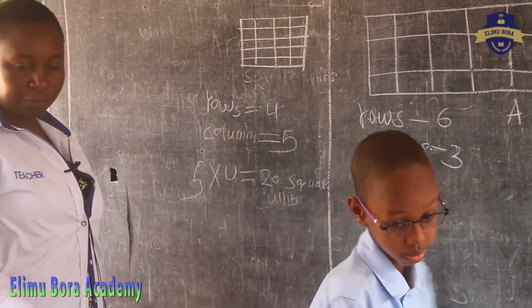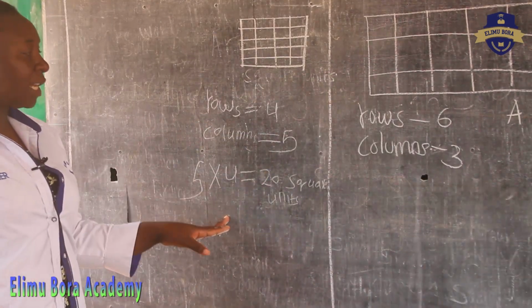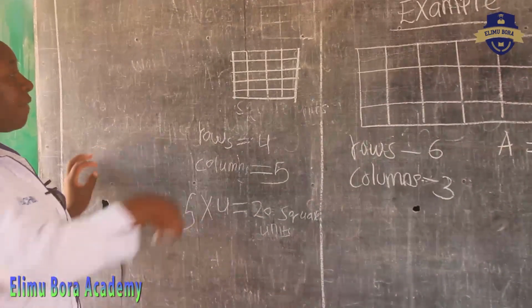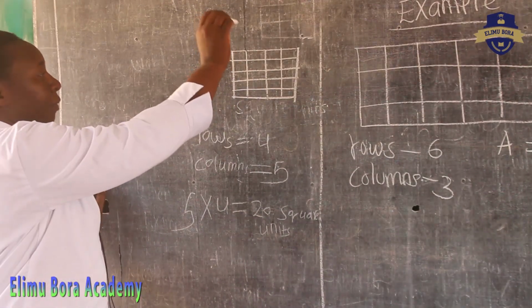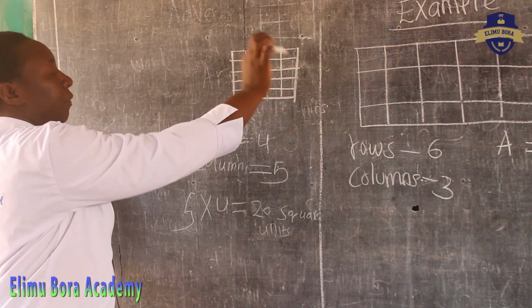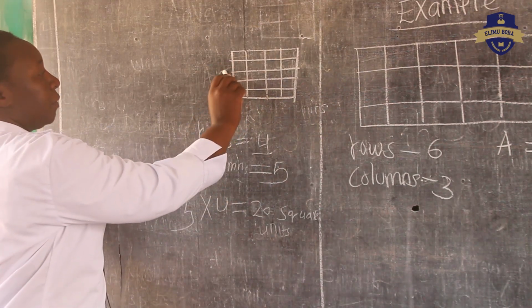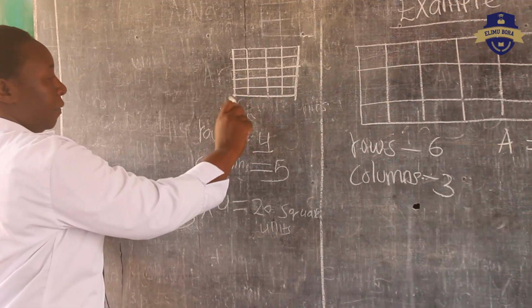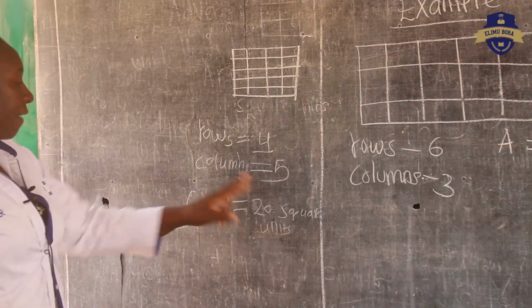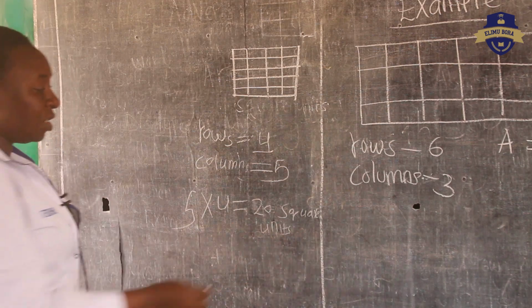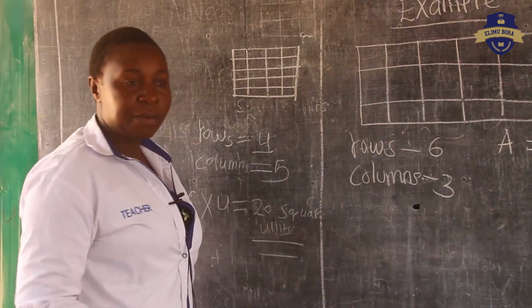Go and sit down. Let us check whether you have gotten it right. Let us count the number of rows first. Everybody, we go. 1, 2, 3, 4. He has 4 rows. Columns. 1, 2, 3, 4, 5. He has 5 columns. So you multiply 5 by 4. The answer is 20 square units. Can you clap for him?